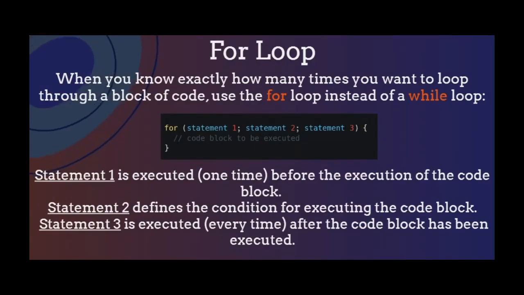For loop. When you know exactly how many times you want to loop through a block of code, use the for loop instead of a while loop. In the syntax, statement 1 is executed one time before the execution of the code block. Statement 2 defines the condition for executing the code block. Statement 3 is executed every time after the code block has been executed.